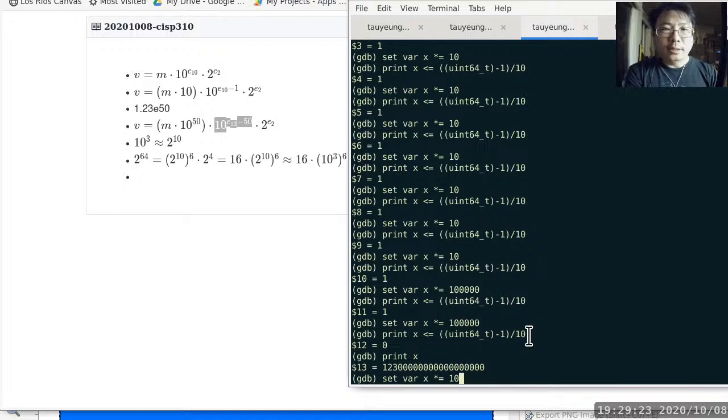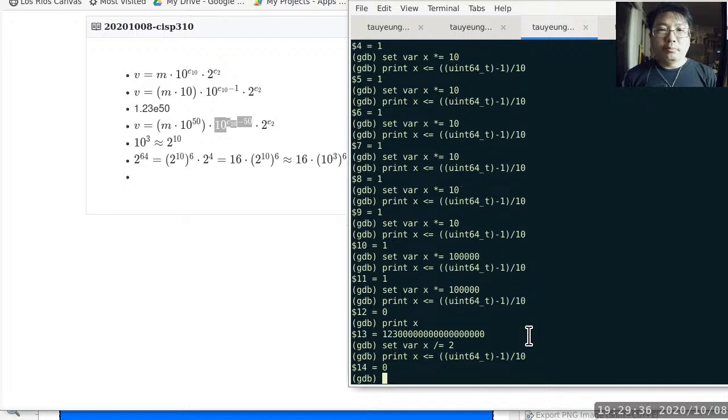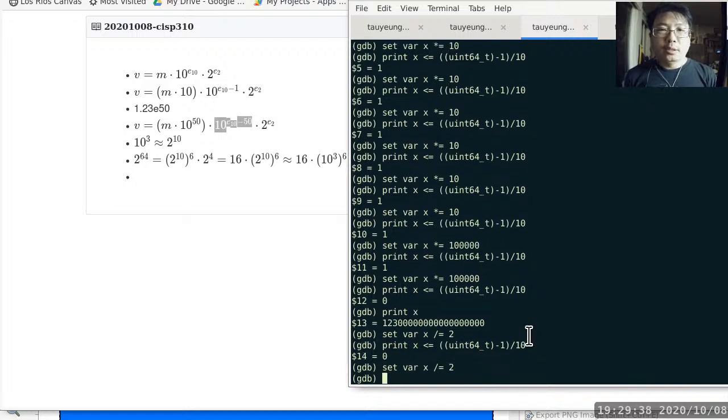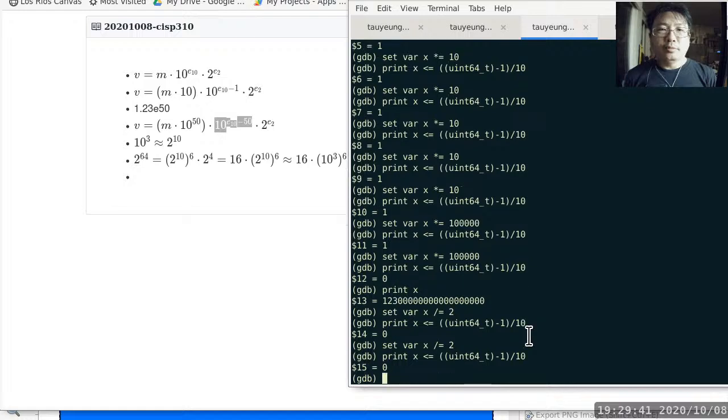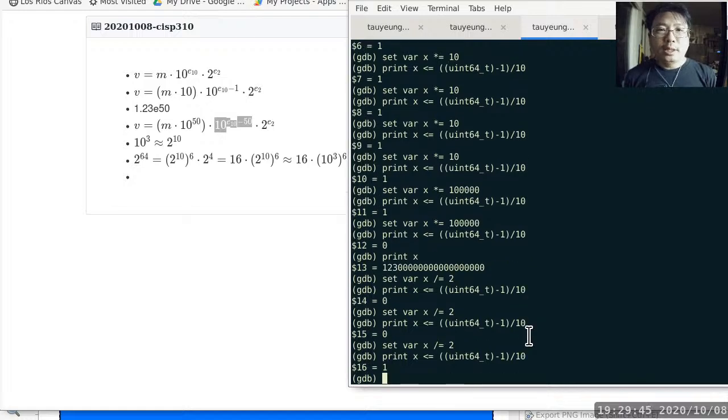Instead of multiplication by 10, I'm now going to go for division by 2. If I divide this by 2, would I have enough room to have another multiplication by 10? Let's check. No. Let's do it one more time. Is there enough room now? Nope. Let's do it one more time. Do we have enough room now? Okay. So now I can do another multiplication by 10. So x is now multiplied by 10 again.